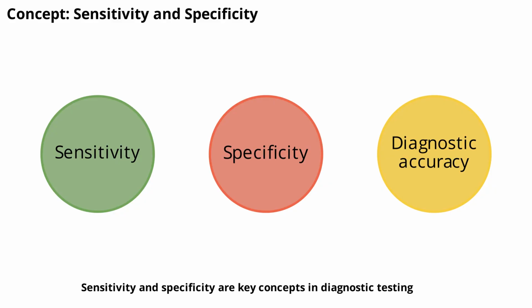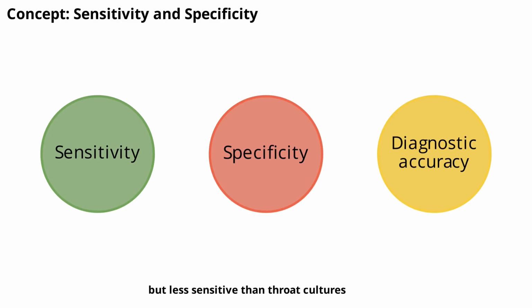Sensitivity and specificity are key concepts in diagnostic testing. Sensitivity refers to a test's ability to correctly identify those with the disease, while specificity refers to correctly identifying those without it. Rapid antigen tests are highly specific but less sensitive than throat cultures.